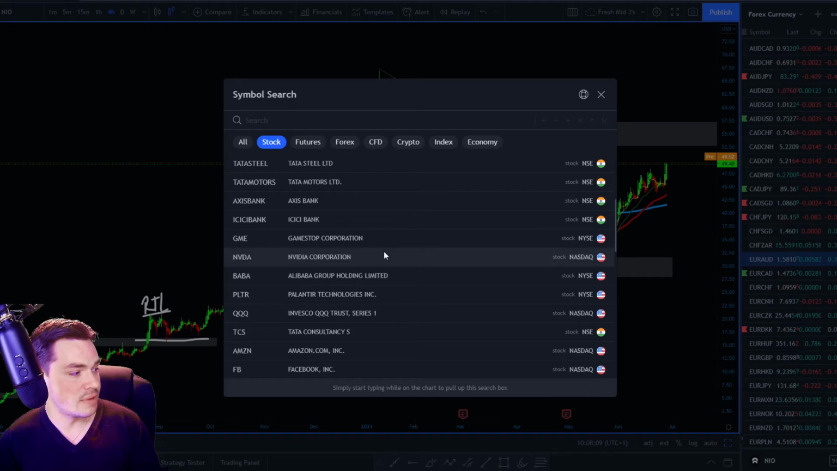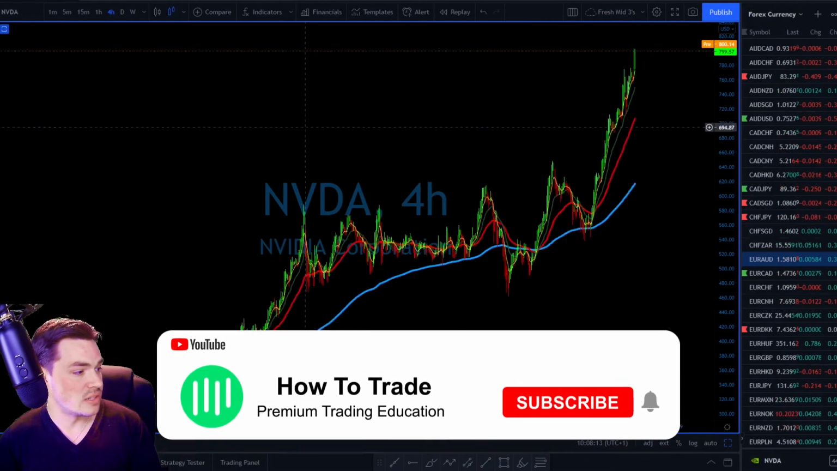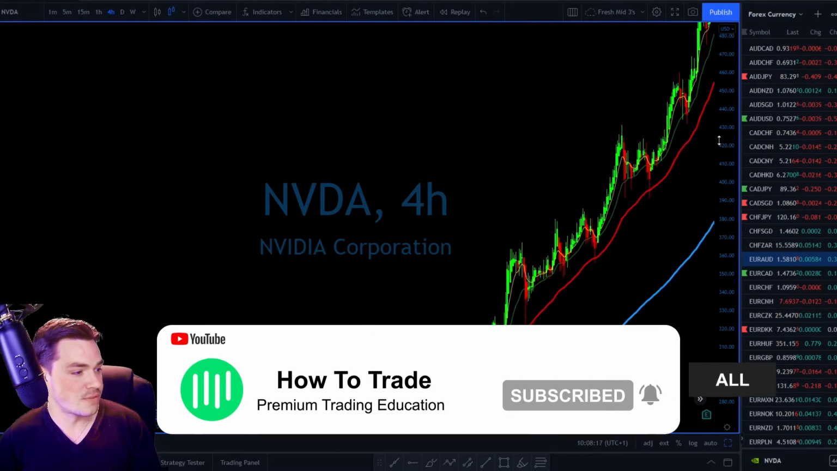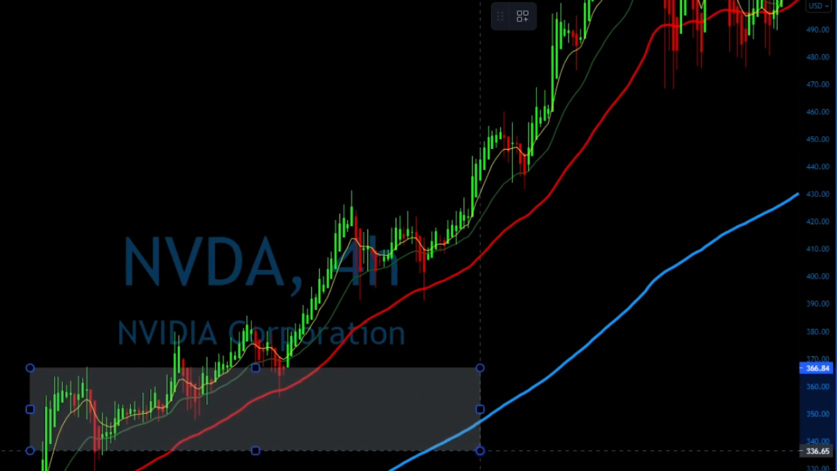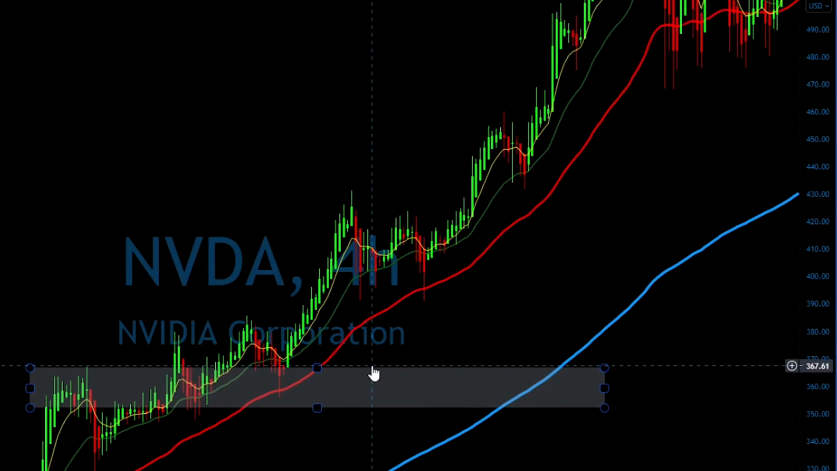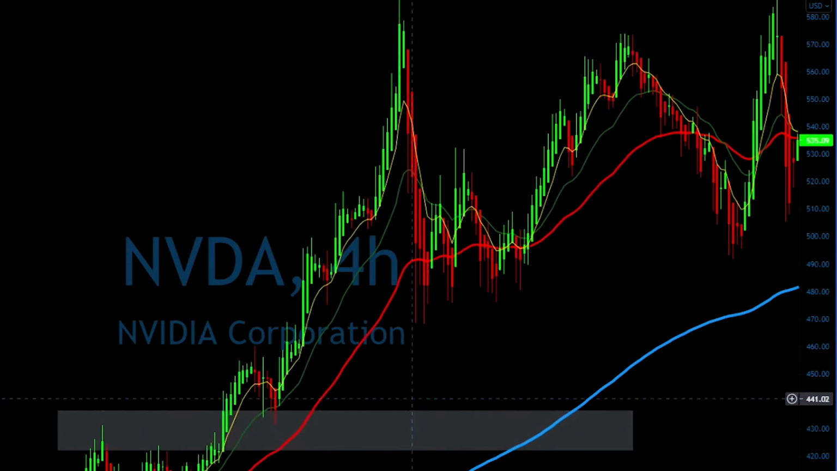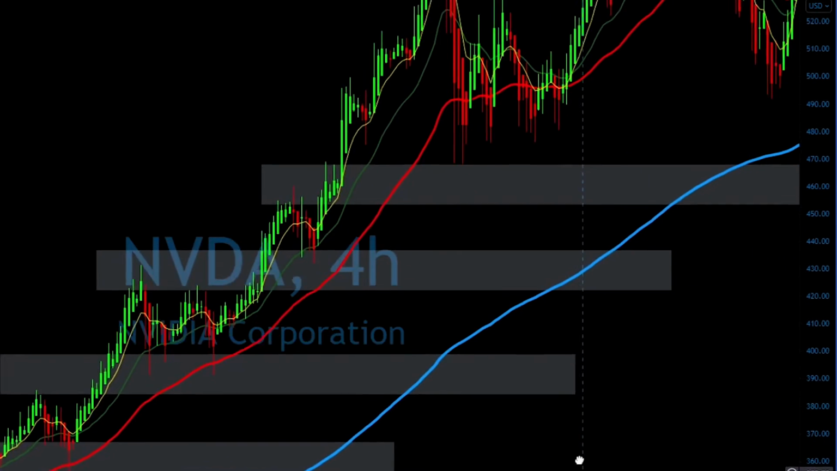Let's have a look at Nvidia, for example. Nvidia stock. You look at this one, you see big areas of liquidity all over the place. Look at this 4-hour stretch here. We have an area of supply and demand right there. We have another area of supply and demand right here. We have another area of supply and demand right here. We have another area of supply and demand right here. That's literally just one chart, guys.